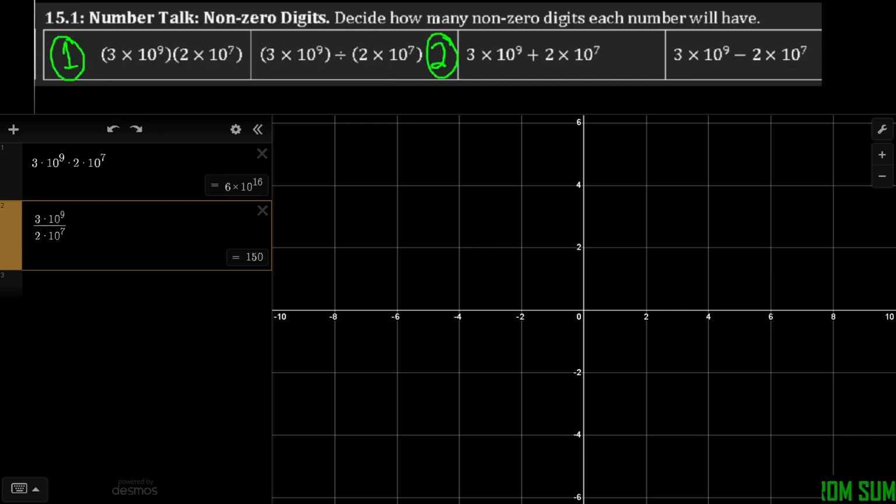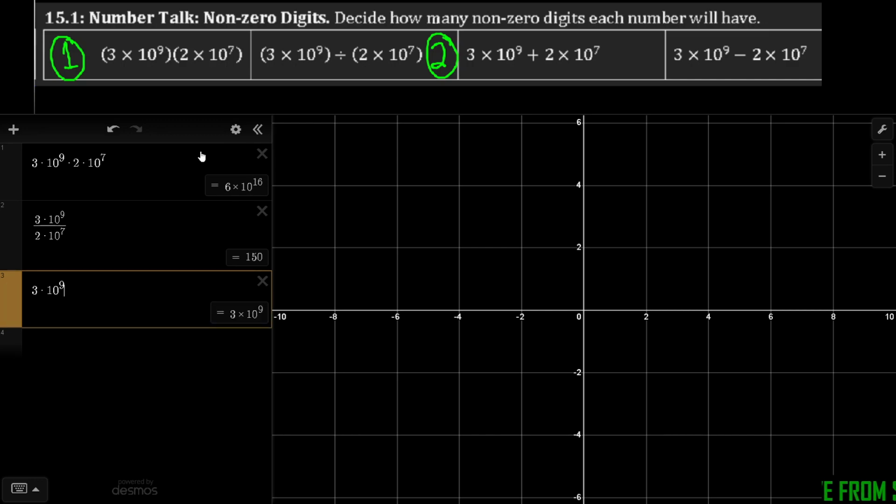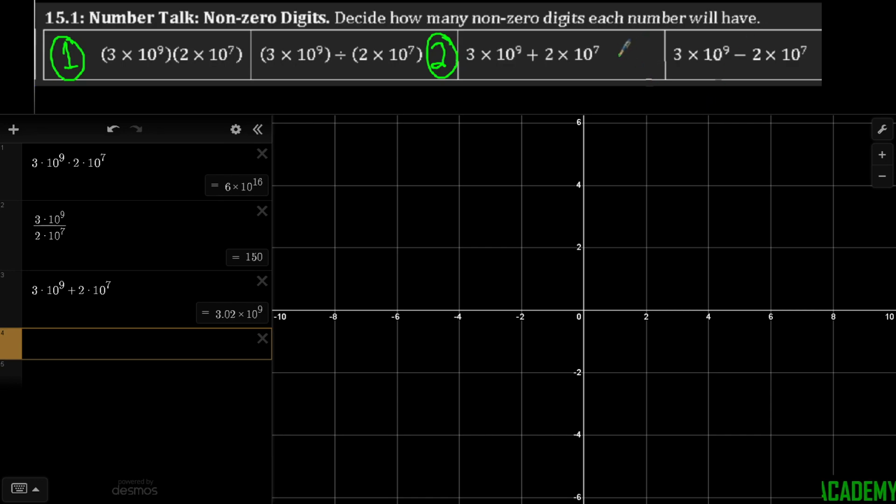So let's find out what happens on our third one. I'm going to type it in exactly as it looks. So I have 3 times 10 to the exponent of 9, plus 2 times 10 to the exponent of 7. And for this one, I am going to say I also have 2 for that one. So let me write that in. So I have 2 non-zero digits.